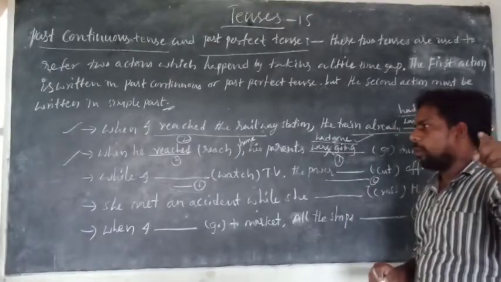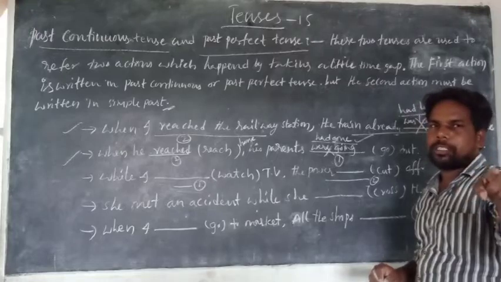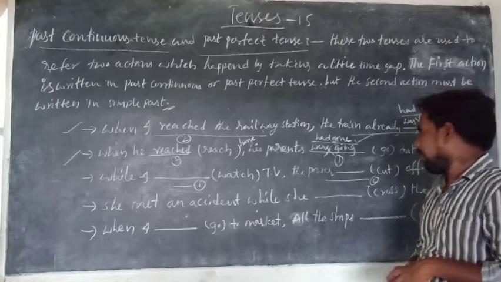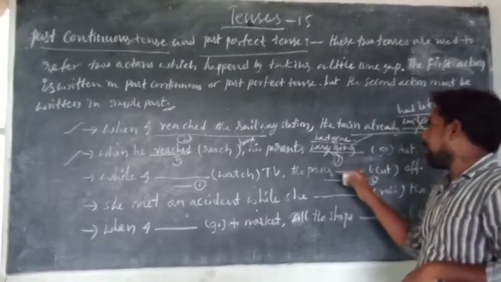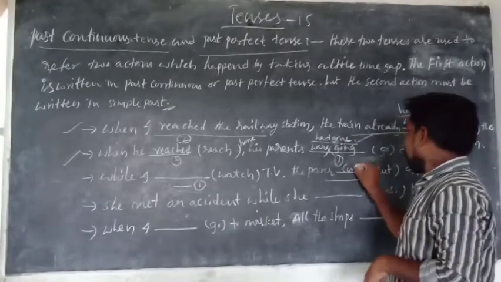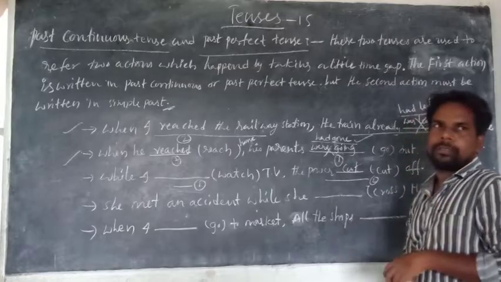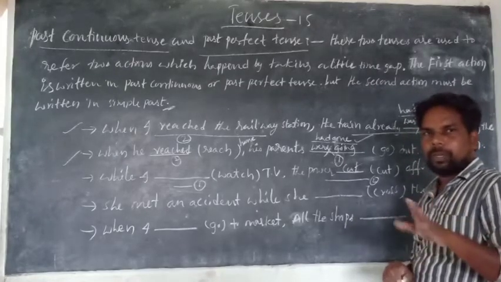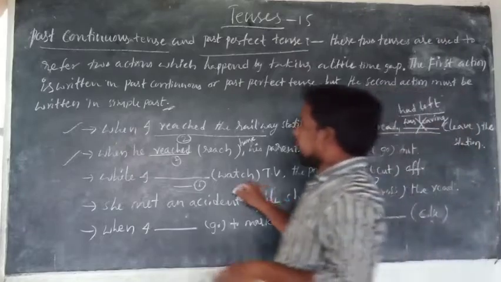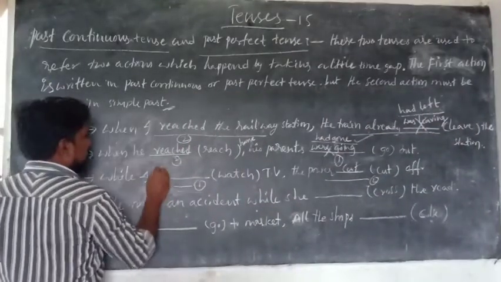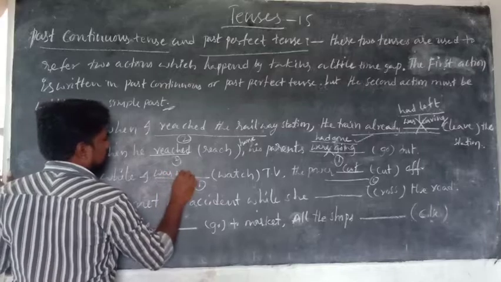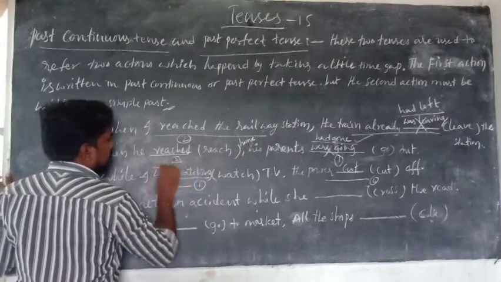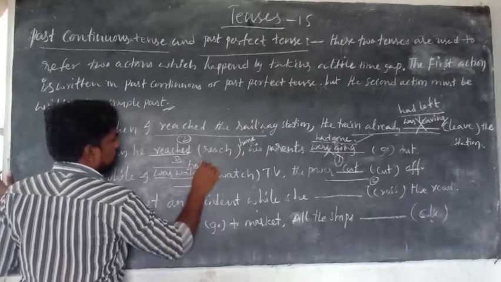Watching TV is the first happened action. Power cut off is the second action. Second action should be written in past tense, so cut. Power cut off. Our power was cut off. No problem. Here, if you think it is a past continuous, was watching. If you think it is a past perfect, had watched.